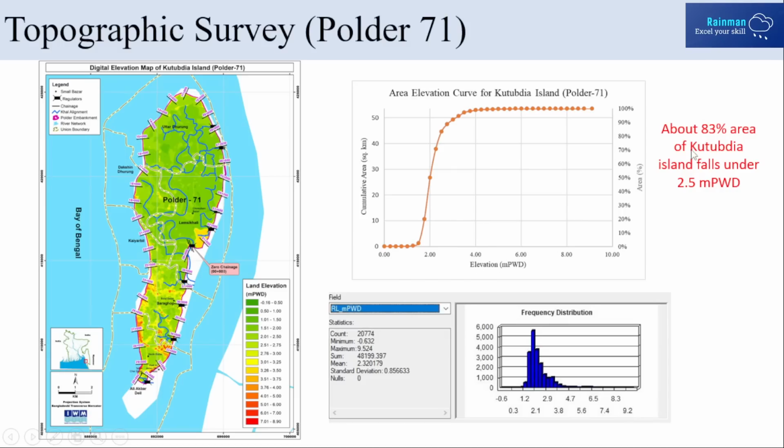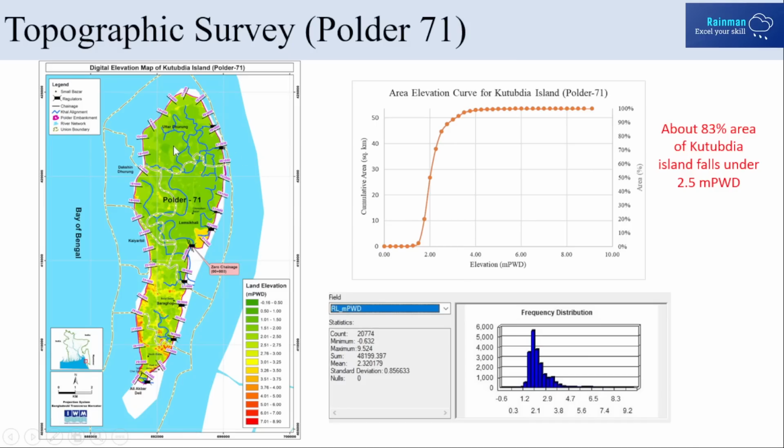So here 83% area of Qutubdia Island falls under 2.5 meter PWD. What does it mean? 83% area. That means if the total area is 100 acre, 83 acre of this area falls under 2.5 meter PWD. We can check from the area elevation curve. Let's say 83% here. It is 2.5. So 2.5, 83%. That means 83% area falls under 2.5.